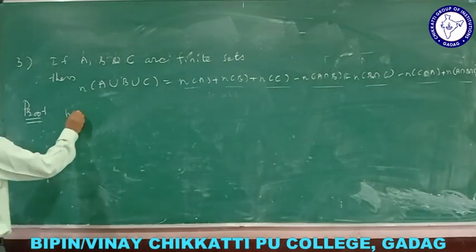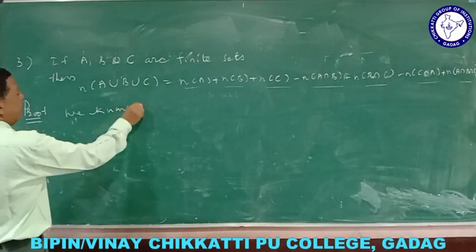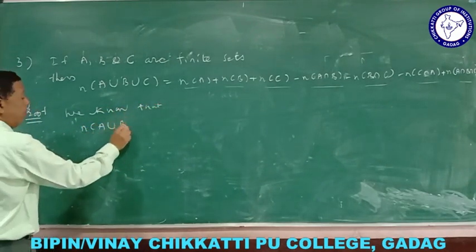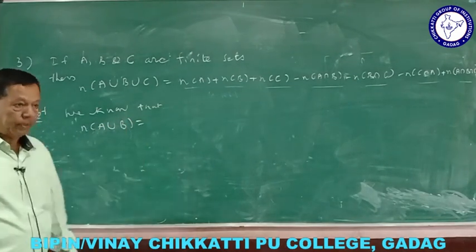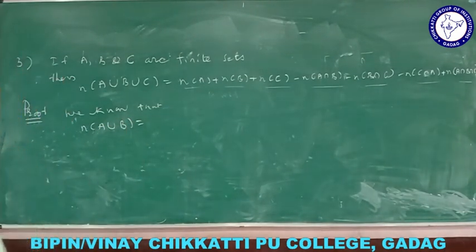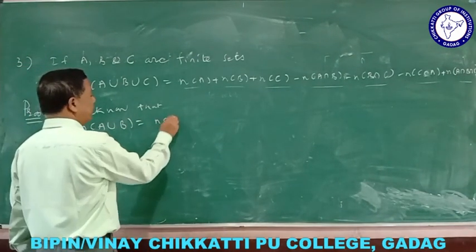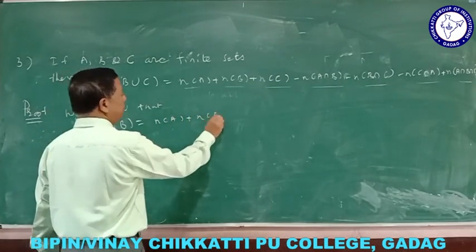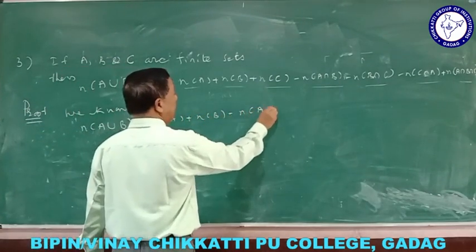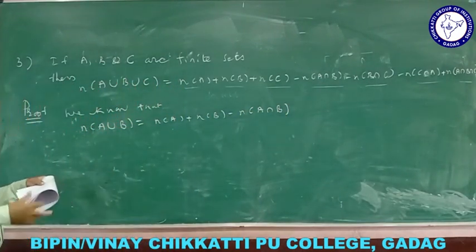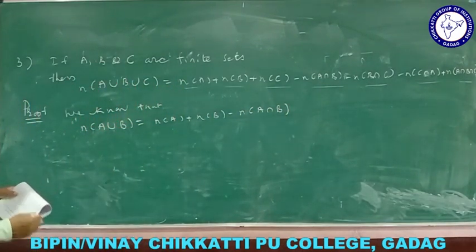See this. We know that we have already studied this part. You know what we have studied? N of A union B. What is the formula for n of A union B, what we have proved in general? N of A plus n of B minus n of A intersection B. What is this? N of A plus n of B minus n of A intersection B. This is the formula that we have proved in the first result. That I have written, and accordingly you have to see the result.